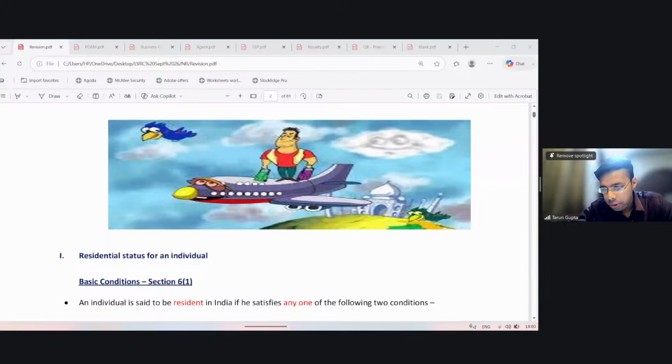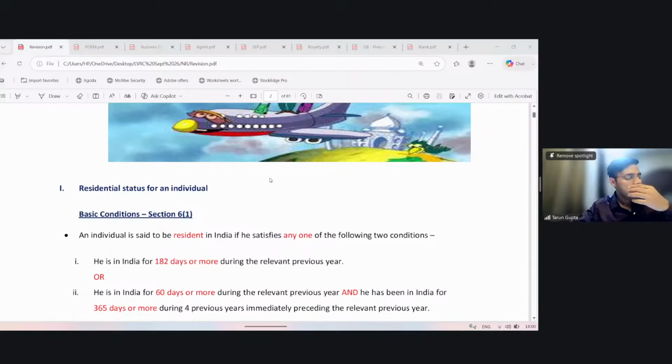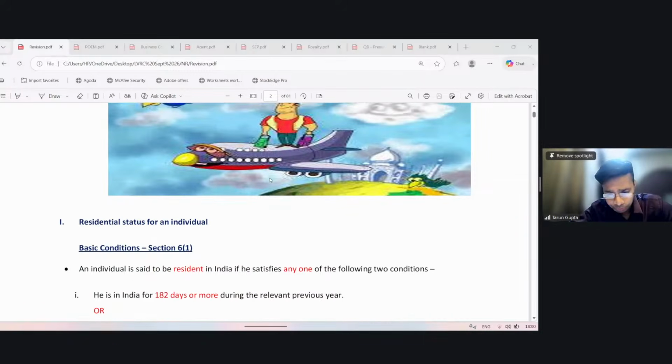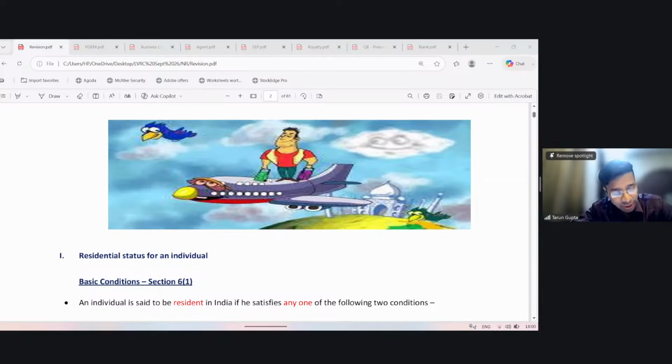Today we'll revise our chapter number 21, non-resident taxation. So, let's start. To start with, it has the rules to determine residential status. Firstly, we'll quickly revise the rule to determine residential status of an individual, right?